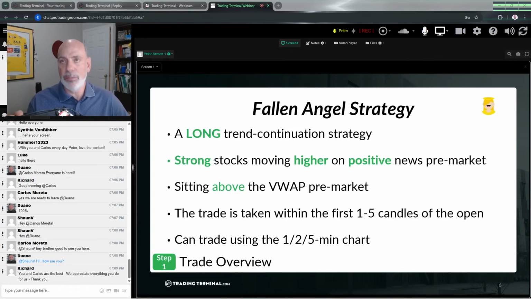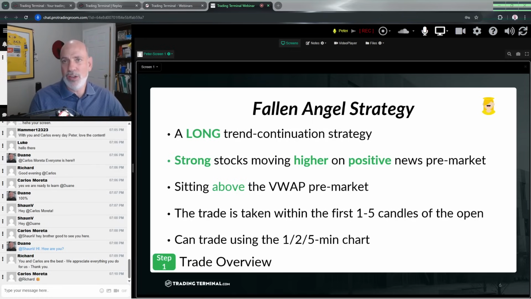I'm going to touch on this a little bit later. It could be up to 5 candles if you're using a 1-minute chart, maybe 4 candles if you're using a 2-minute chart, and 3 or so if you're using a 5-minute chart. Because, of course, the actual elapsed time increases with that chart. You know, 3 candles on a 5-minute chart, you're looking at 15 minutes of elapsed time.